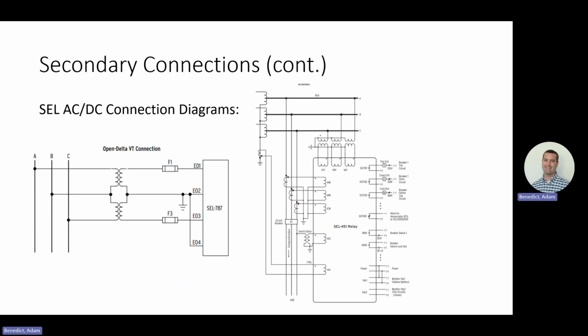Secondary connections is just more examples. Here's your open delta. So I guess the other one was a broken delta. So here's your open delta configuration.